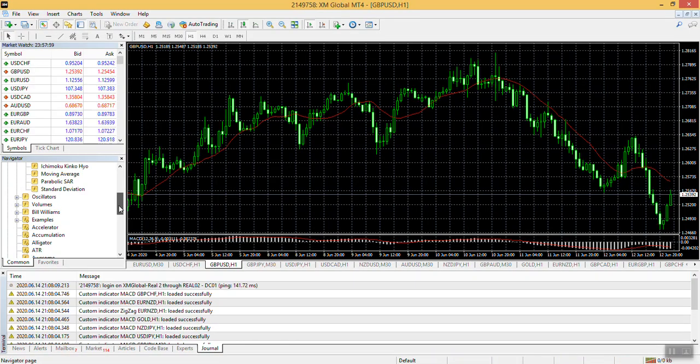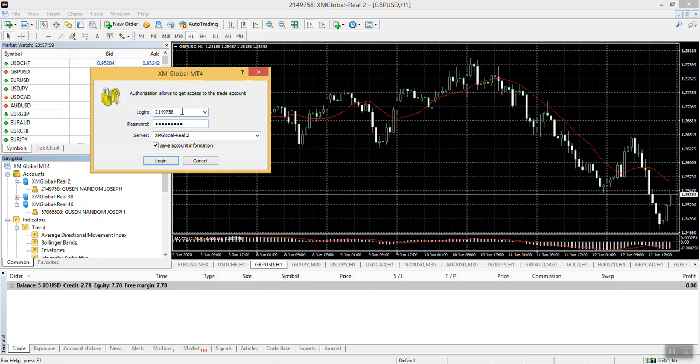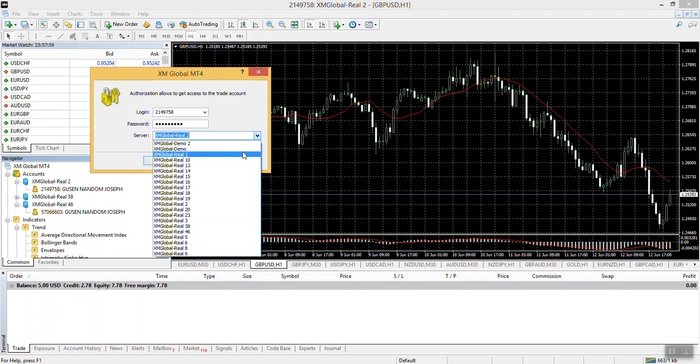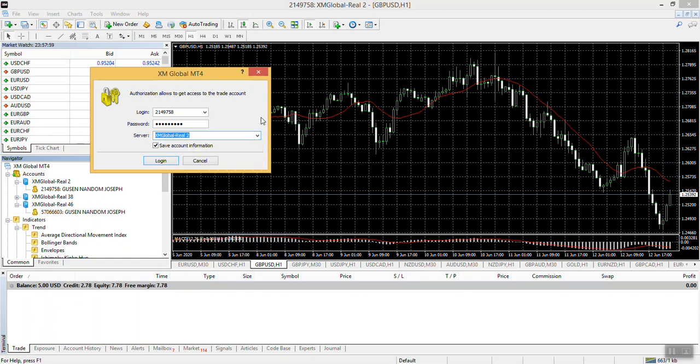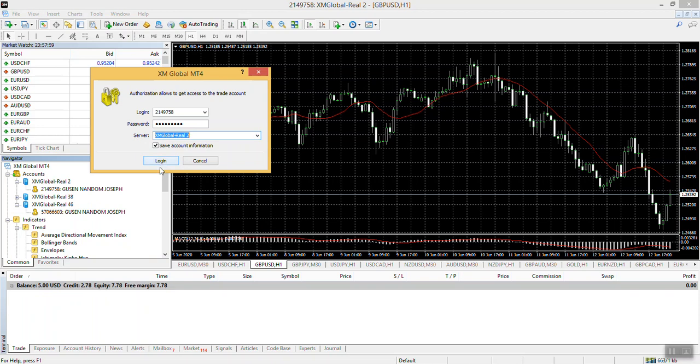For first timers, the moment the application loads, you're going to come in here. You see this place, account. You right click, you click on login to trade, then you put in your login ID, your password, and then your server. The moment you open an account, you will be given your server address. So it's always in the email. The server address is what you are now going to select, and then you click on login, and it will log you in to begin to trade live.